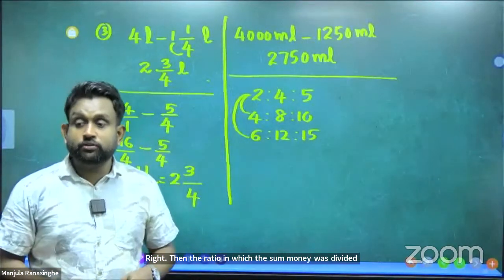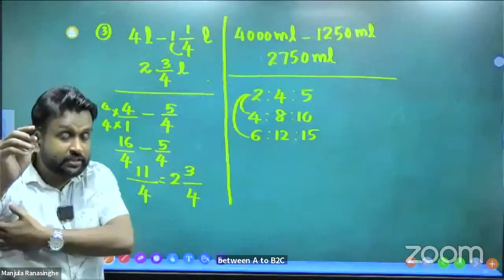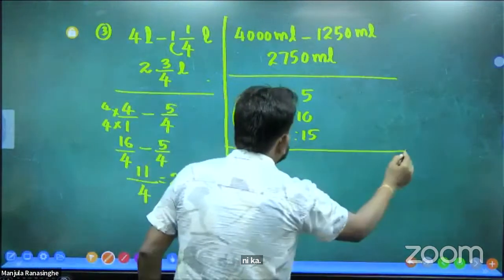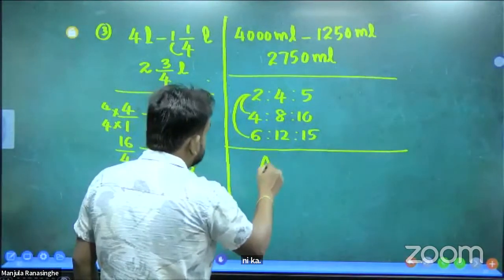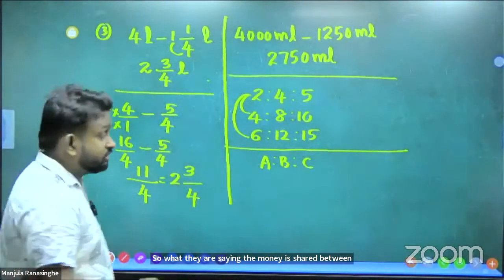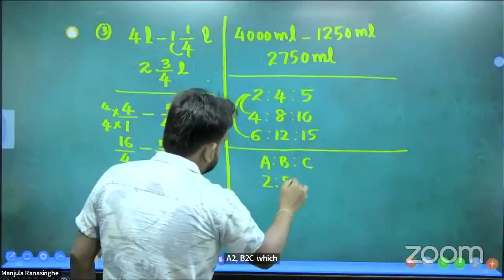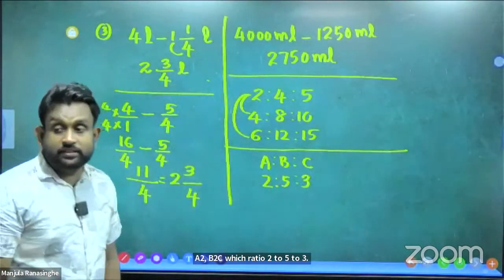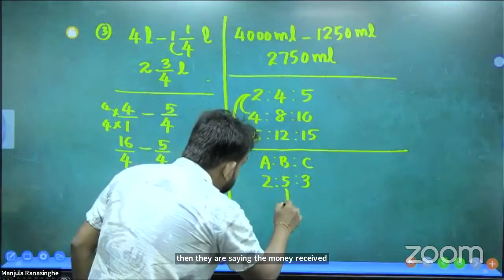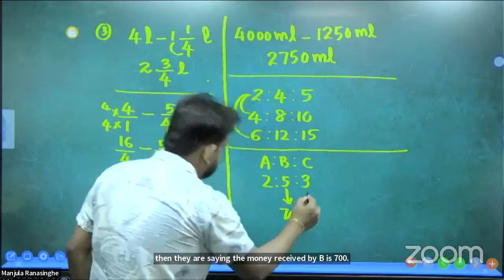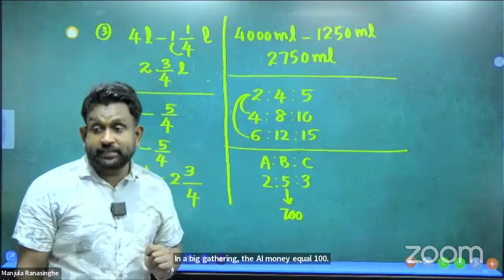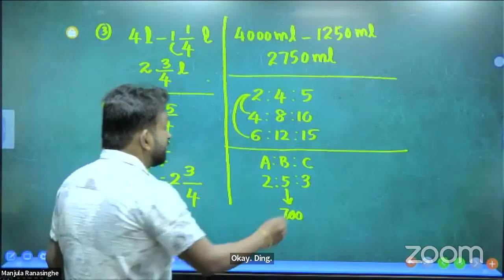Right. Then the next question: the ratio in which some money was divided between A, B and C is 2 to 5 to 3. B received 700. Find the money received by C. So what they are saying: the money is shared between A, B and C in the ratio 2 to 5 to 3, and the money received by B is 700. Then they ask for the money received by C.